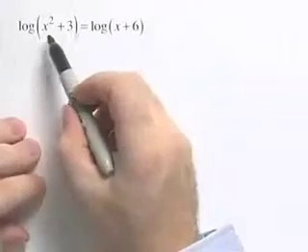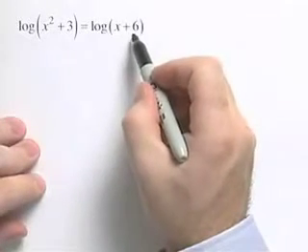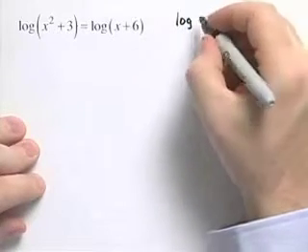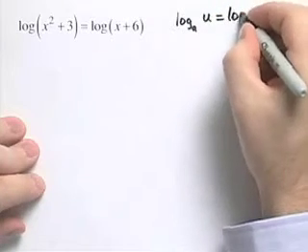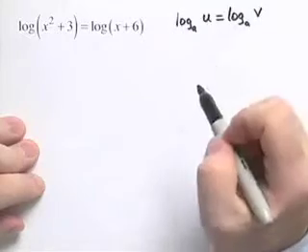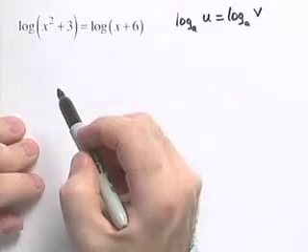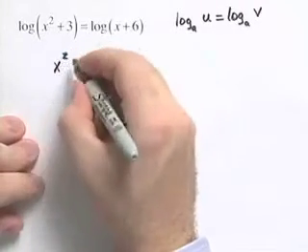For this problem, we're going to solve a logarithmic equation. Here we have log base 10 of x squared plus 3 equals log base 10 of x plus 6. We need to recall that if we have logs with the same base on both sides, log base a of u equals log base a of v, then we can set the insides of the logarithms equal to each other. In this case, we do have logs with the same base on both sides, so we can set these insides equal to each other and solve the resulting equation.